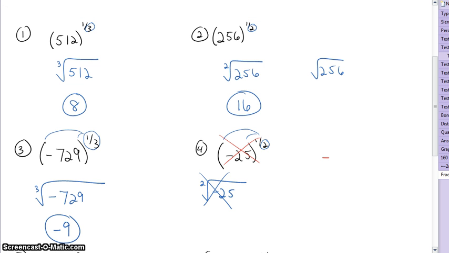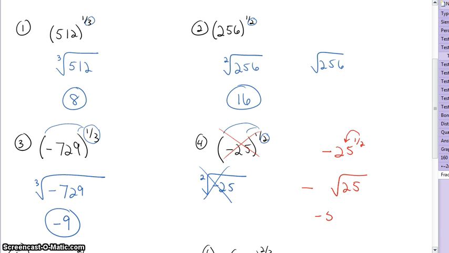Now, if it looked like this, that problem can be done. The exponent only applies to the 25. So that becomes the square root of 25, and then make it negative. Just like all of our other problems with the parentheses. In this case, my answer would be a negative 5.